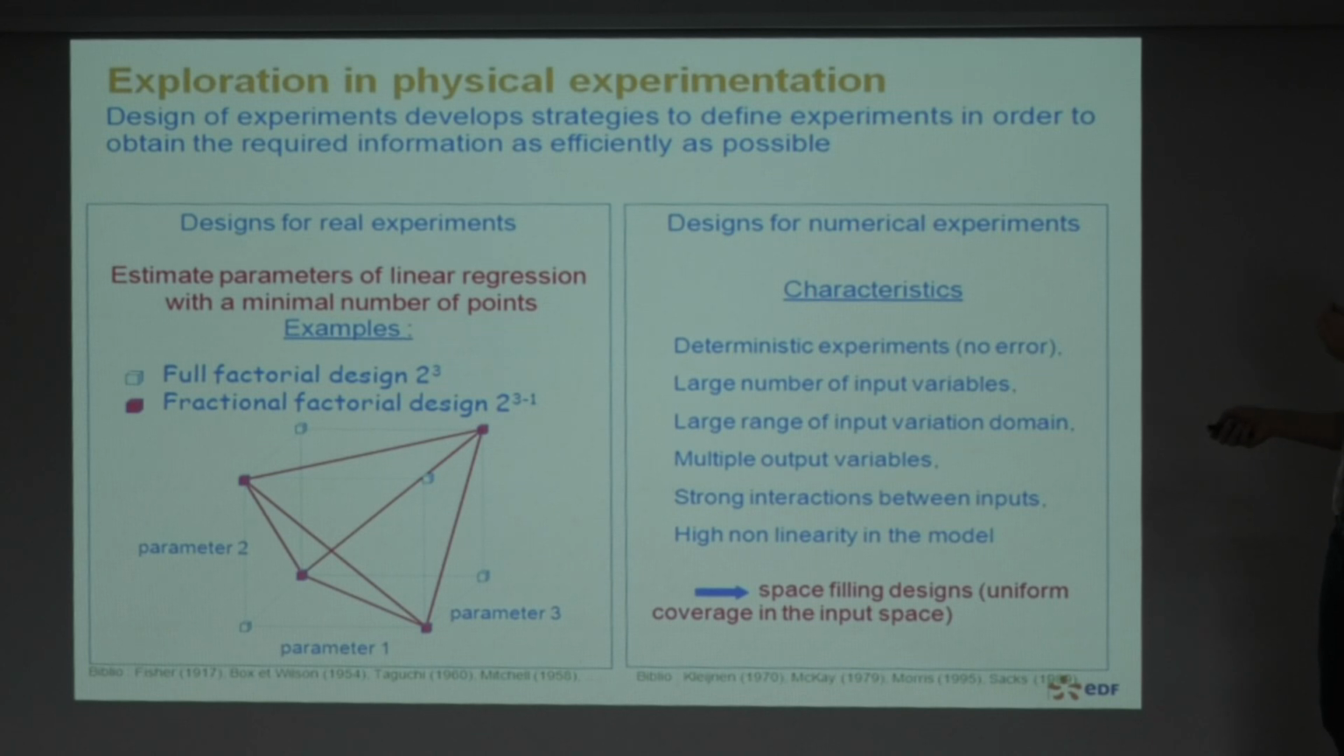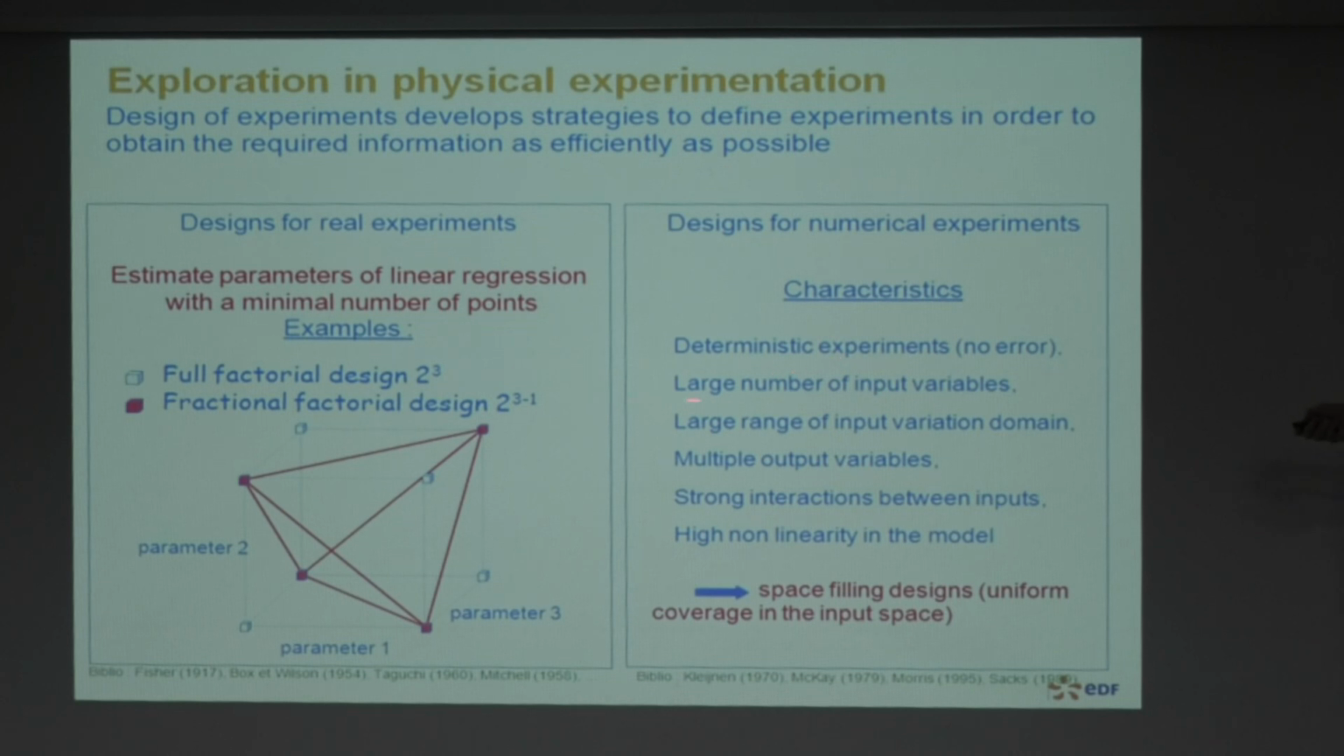There is also the presence of an error when you make a real experiment. You have an error, which can be large, which can be small, but you have an error. Here, we don't have any error. When you run the same code with the same inputs two times, you have exactly the same results, more or less. Okay, so this is a fundamental difference.